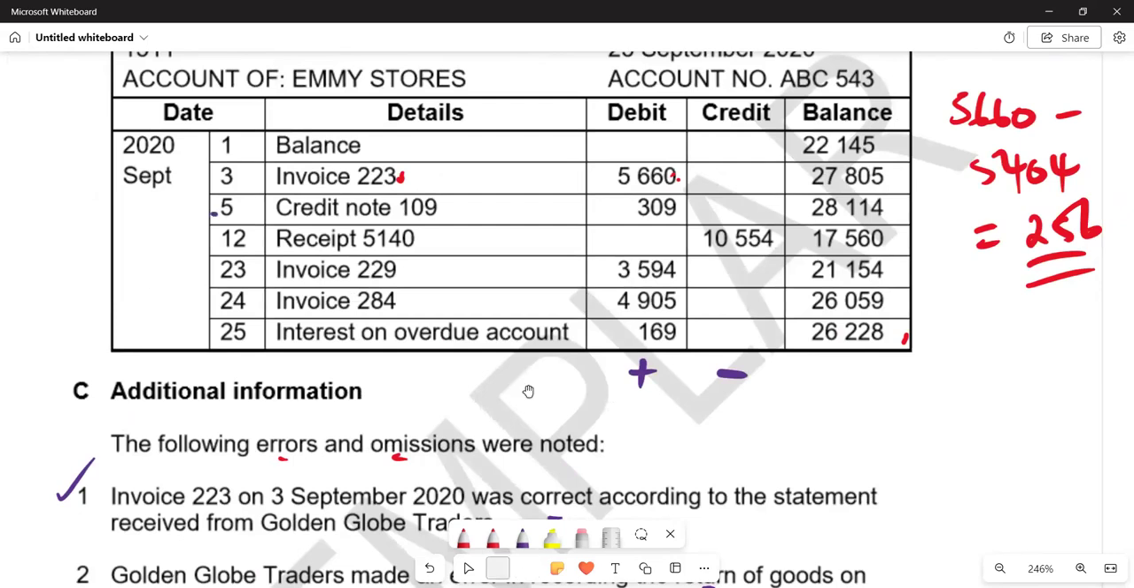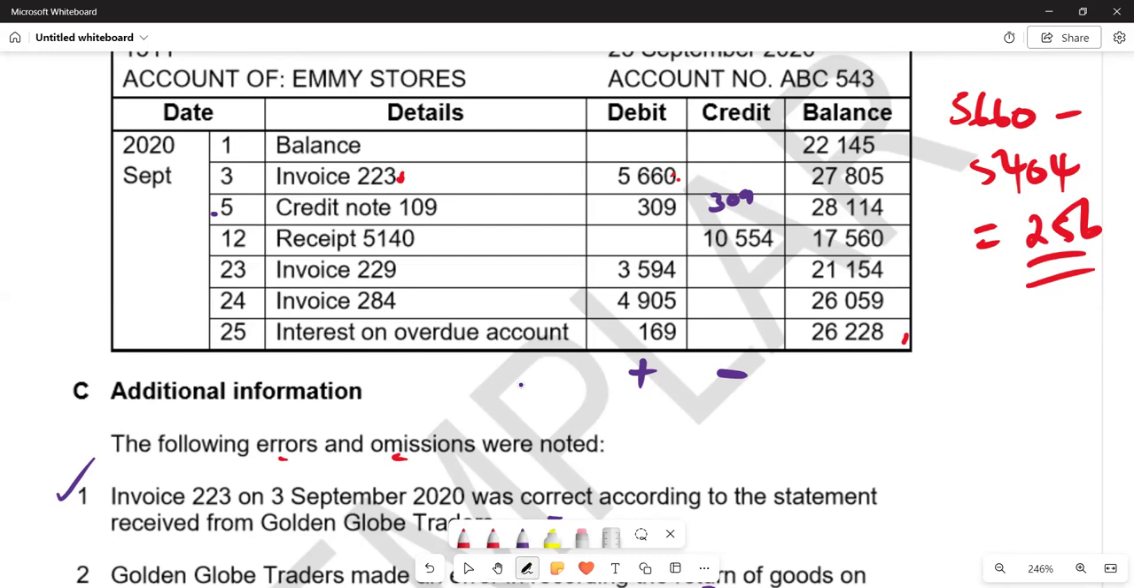So remember, when we purchase goods from Golden Globe, they are supposed to debit it. When they are returns, they're supposed to come to the credit side. So in this case, we are having returns on the debit. So it's a mistake that has to be corrected. So we have to go to the credit to remove this 309 by putting 309 on the credit. And then it comes back to 0 because it's now 309 minus 309.